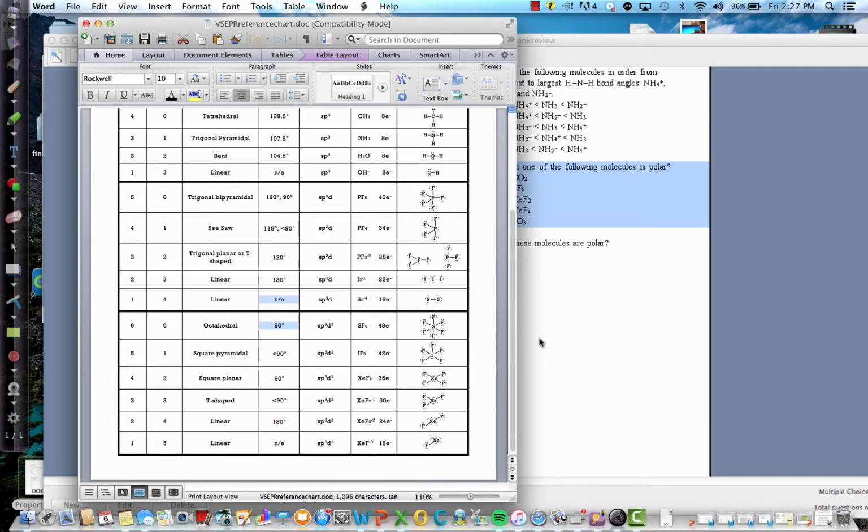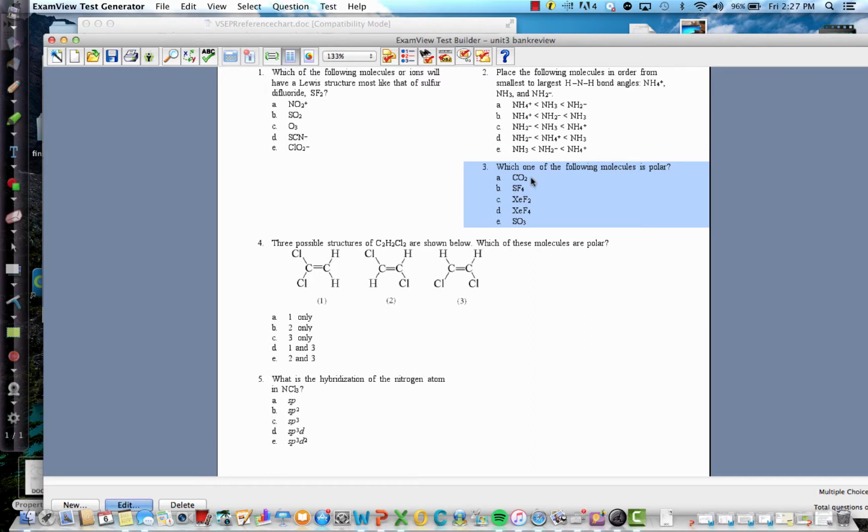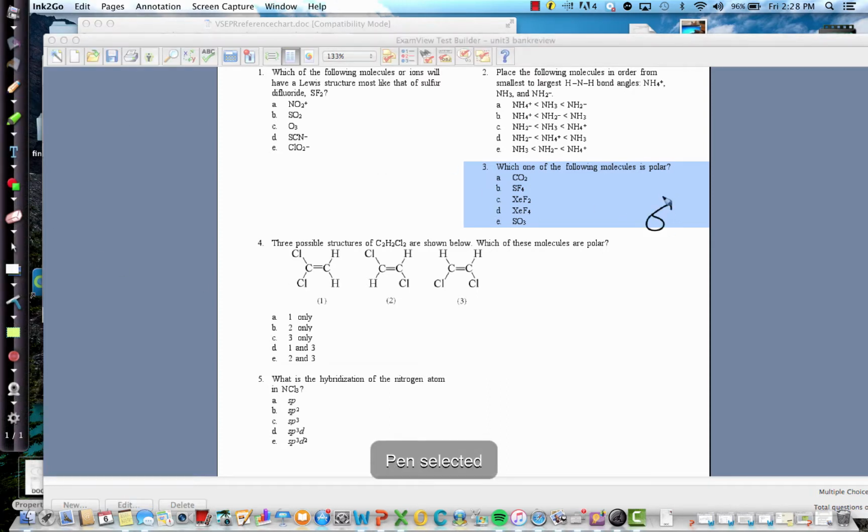All right, so when you go back and look at these, this was nonpolar, this was nonpolar, this was nonpolar, this was nonpolar. This molecule right here had a single lone pair added to the central atom. So it had sulfur with a single lone pair on it.